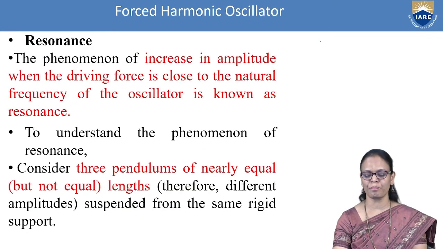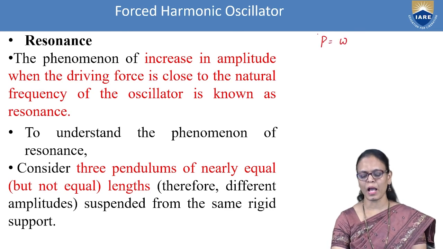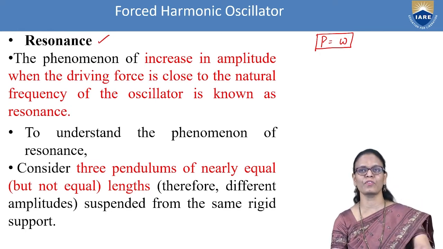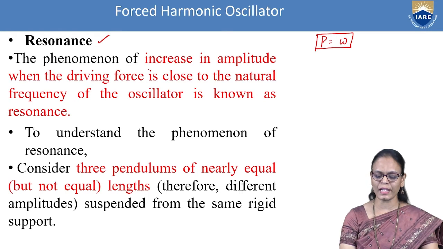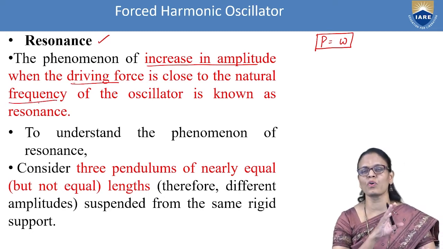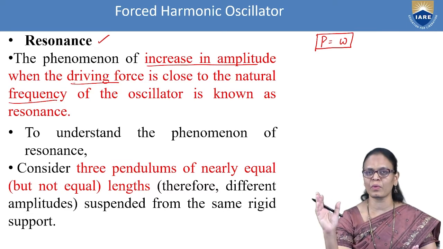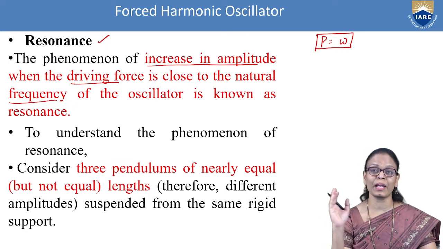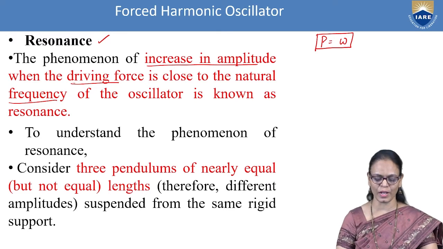Now, this condition p is equal to omega means the applied frequency, when it becomes equal to the natural frequency, we have a special condition called resonance. So what is resonance? First, we'll try to understand the phenomenon of resonance. It is the increase in amplitude when the driving force is close to the natural frequency. So when the driving force matches the natural frequency of the oscillator, the system will vibrate with a very large amplitude.